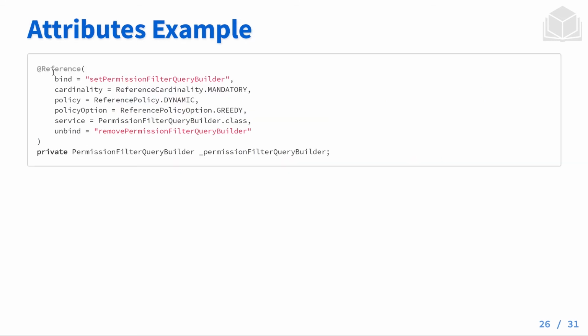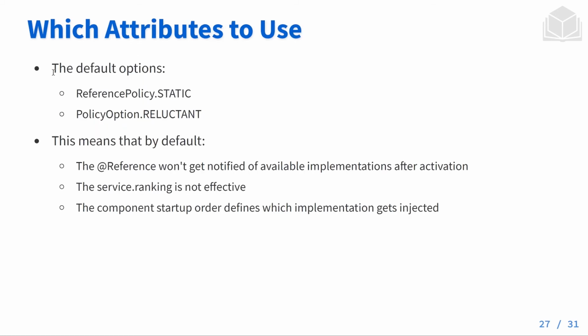Here we have an example of some of the attributes for the reference annotation. We have bind, cardinality, policy, policy option, service, and unbind. Which attributes do we actually want to use? The default options are ReferencePolicy.STATIC and ReferencePolicyOption.RELUCTANT. This means that by default, the @Reference won't get notified of available implementations after the activation, the service.ranking is not effective, and the component startup order defines which implementation gets injected.